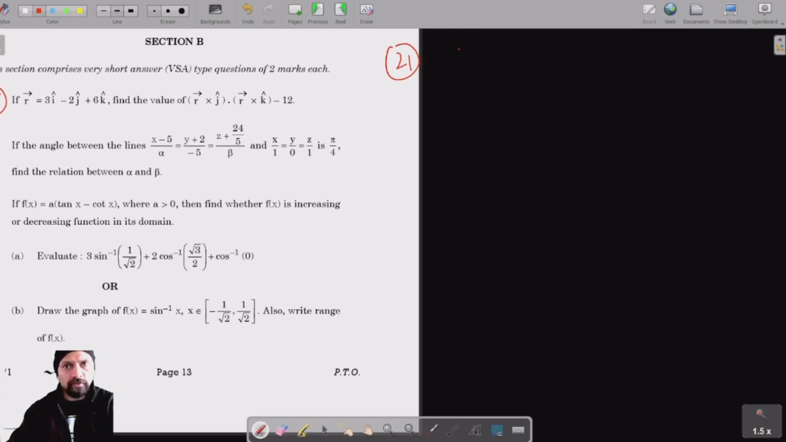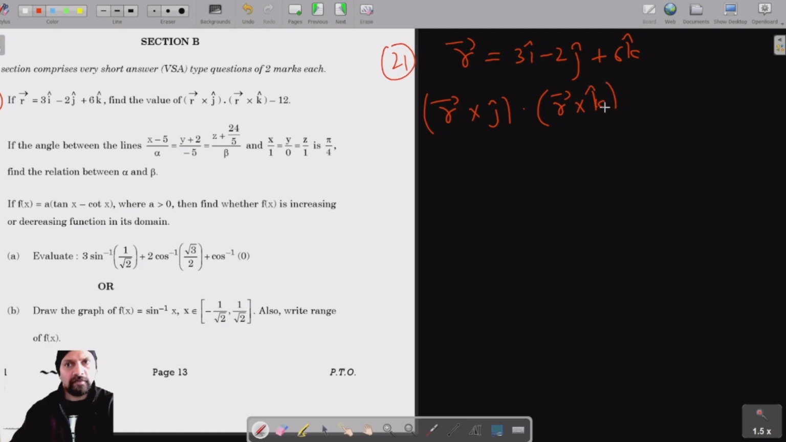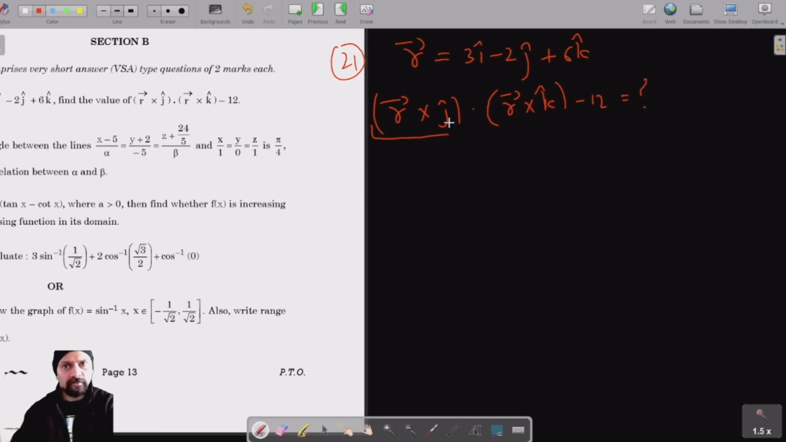For question number 21, it's given that r vector is equal to 3i cap minus 2j cap plus 6k cap, and we have to find the value of (r cross j cap) dot product with (r cross k cap) minus 12. We have to find the value of this. For that, let's find out the cross product of r with j cap.